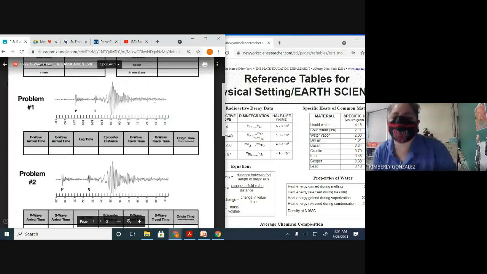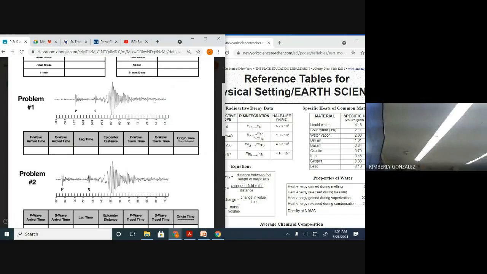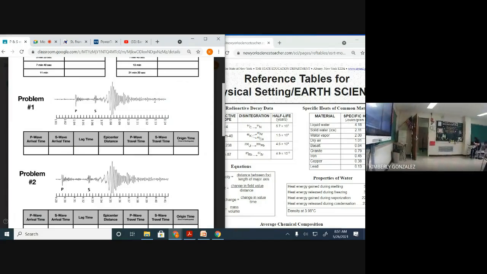All right, so let's go over the homework from last night, and then from there we'll finish up on earthquakes and maybe do the rest of death, destruction, and despair, also known as earthquakes, tsunamis, and volcanoes.